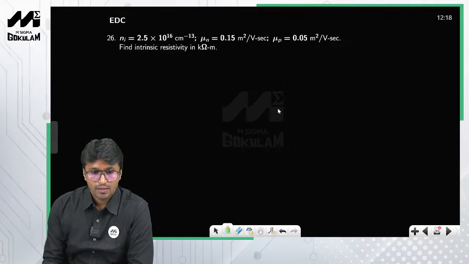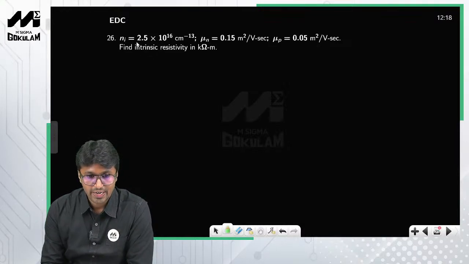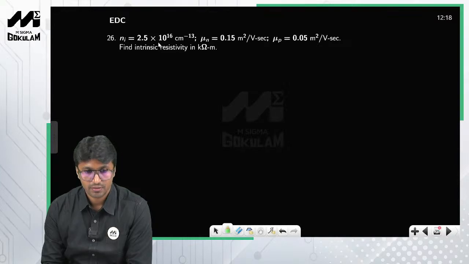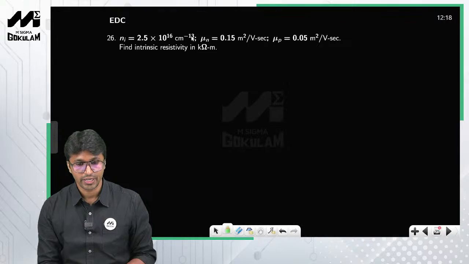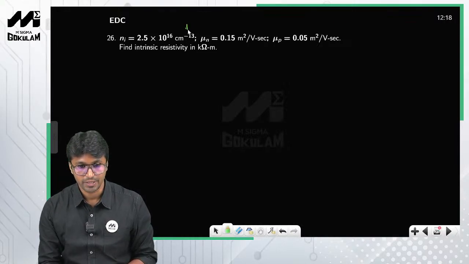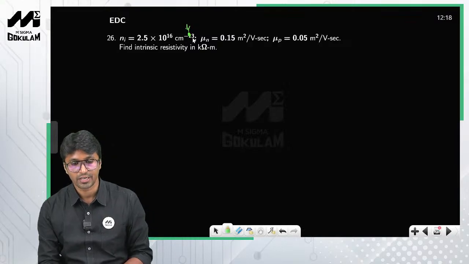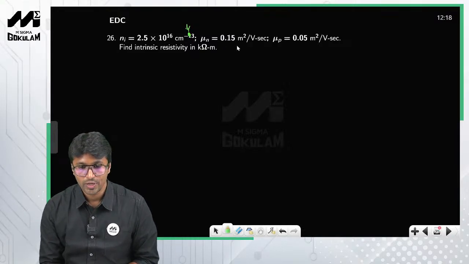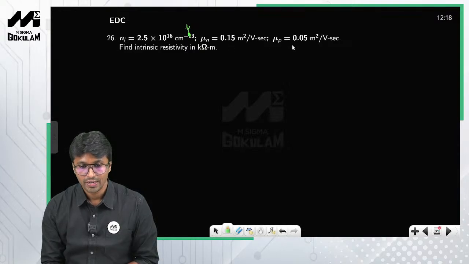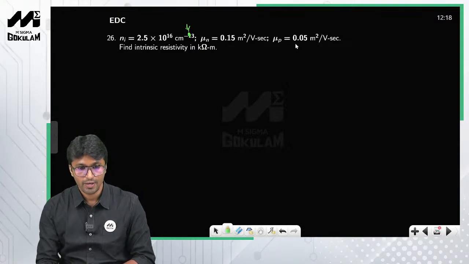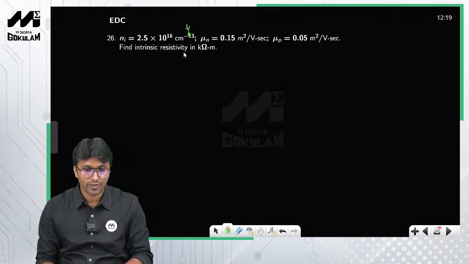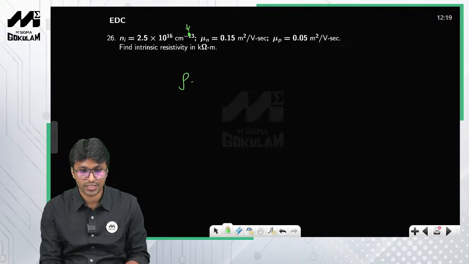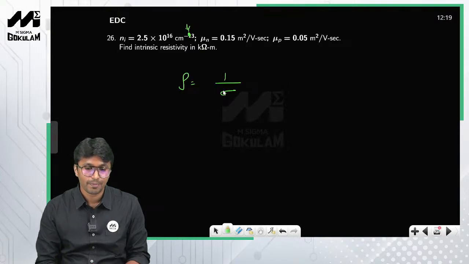Now, what is he asking you to calculate? Ni, the intrinsic concentration. Intrinsic carrier concentration is given to you as 2.5 into 10 raised to 16. This is a printing mistake, so there is no 1 here. It is centimeter raised to minus 3, or per centimeter cube. Mu n is also given to you, and mu p is also given to you. He is asking you to find the intrinsic resistivity. So intrinsic resistivity is the reciprocal of the conductivity, right?